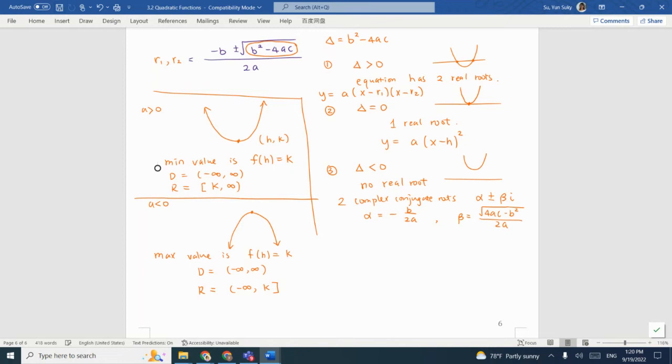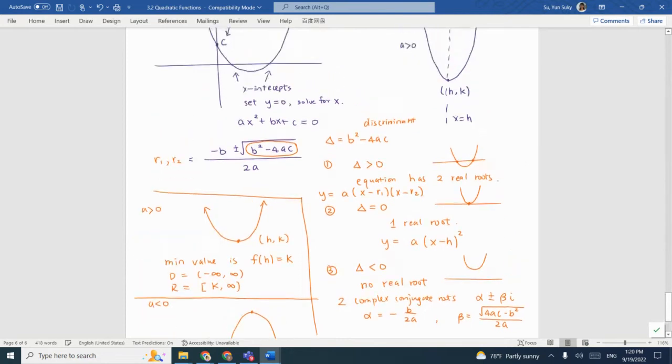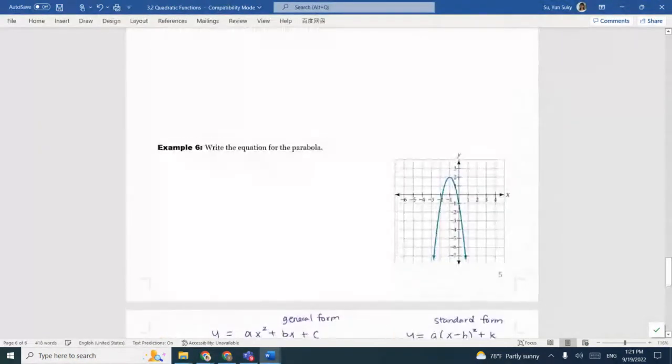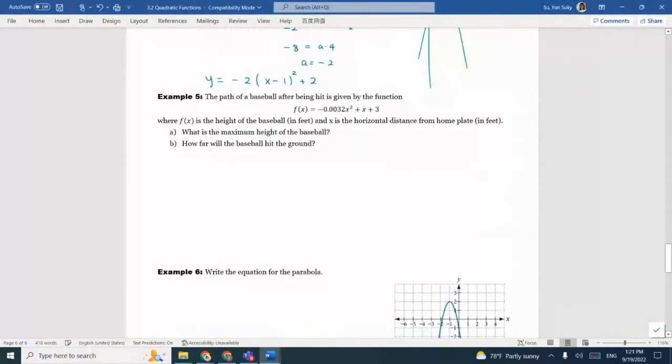Okay, now let's go back to our example. So this is all the things we learned about quadratic functions. So go back to our example.